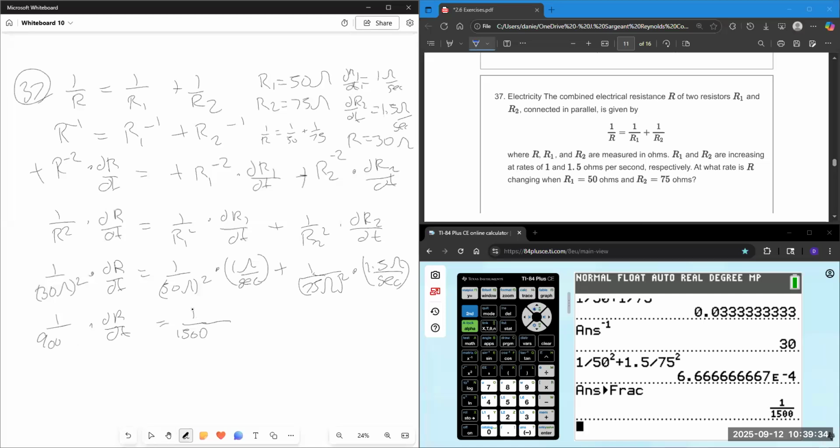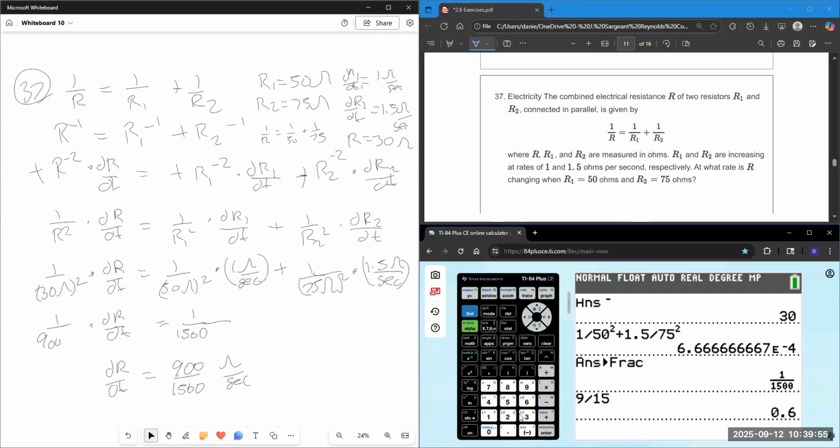Let's just forget about the units for a second. So dr/dt is going to be 900 over 1500. This is going to be in ohms per second. So that's the same thing as 9 over 15, which is 0.6 ohms per second.